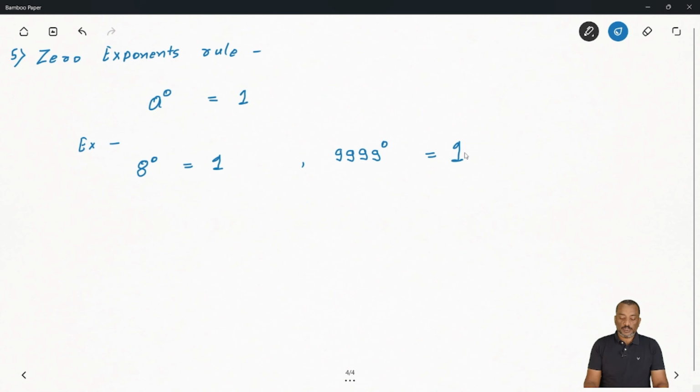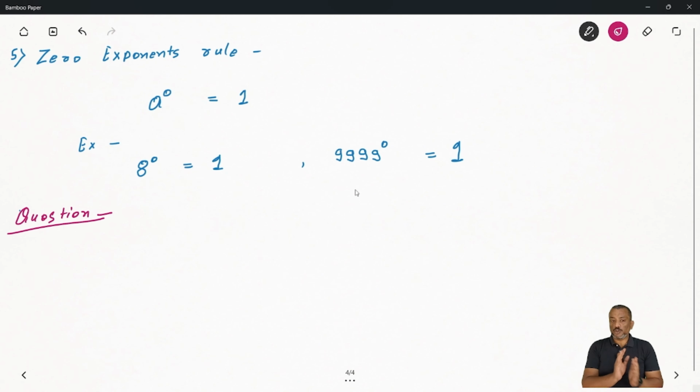So these are the total 5 laws that we have seen, and based on them you will get questions in this class. Hope you have understood these rules or laws. Now, how can we solve the questions? We will solve some questions based on these 5 laws, and after that we will see some more rules about the indices.